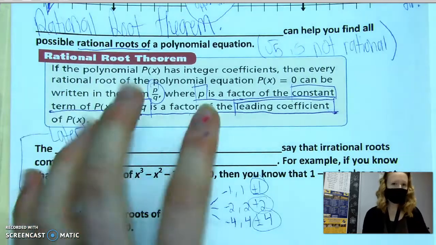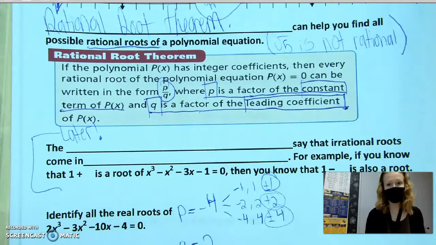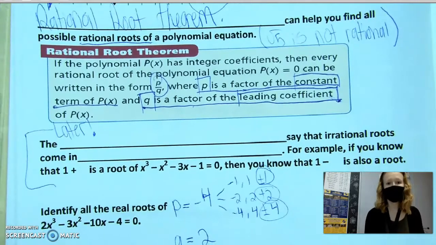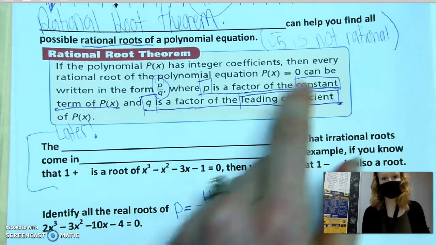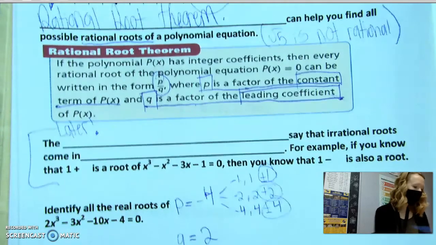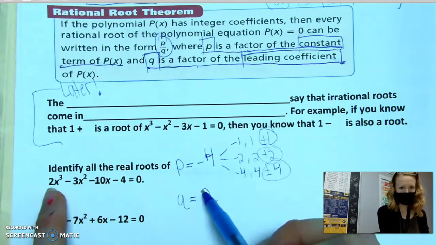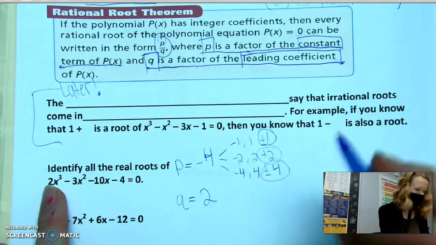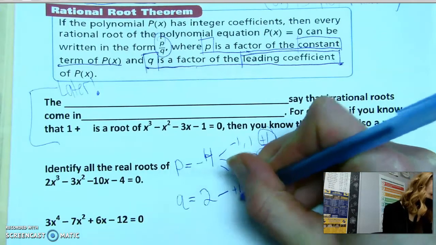All right, back to the rational root theorem. Basically what this rule says is you can give yourself a number of options for what possible roots of your polynomial will be based on just your constant and your leading coefficient and the ratio of those two values. So if you have your constant term, which is -4, and your leading coefficient of 2, you can find the ratio of all of your p's and q's.